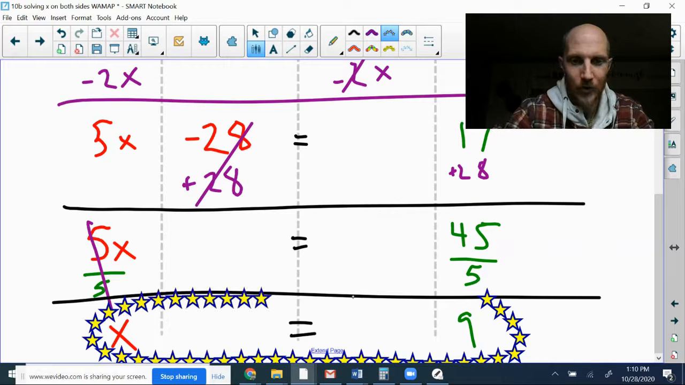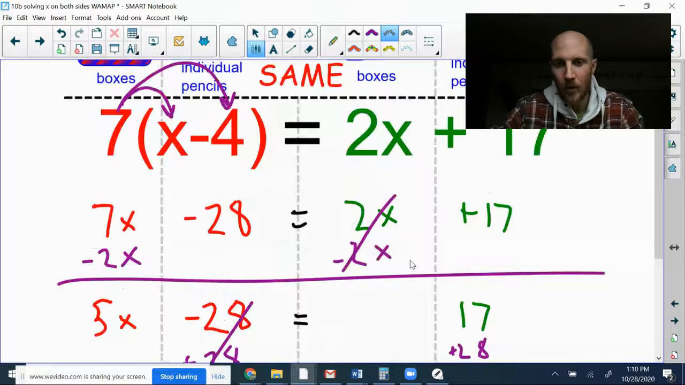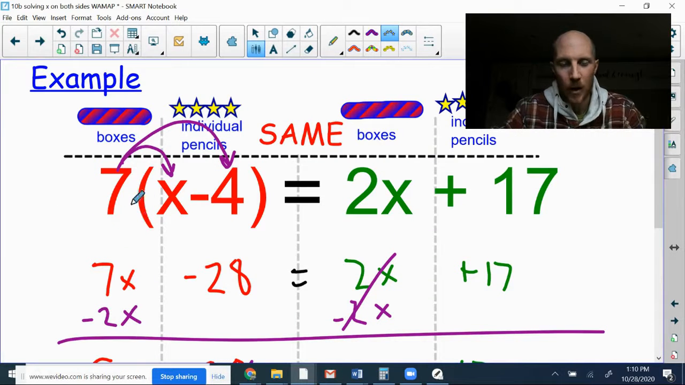x equals 9. Okay, so what just happened? Afterwards, let's summarize. We had a problem that did not fit into our columns with x's and constants, so we distributed. Everything after that was the same thing we've seen before.